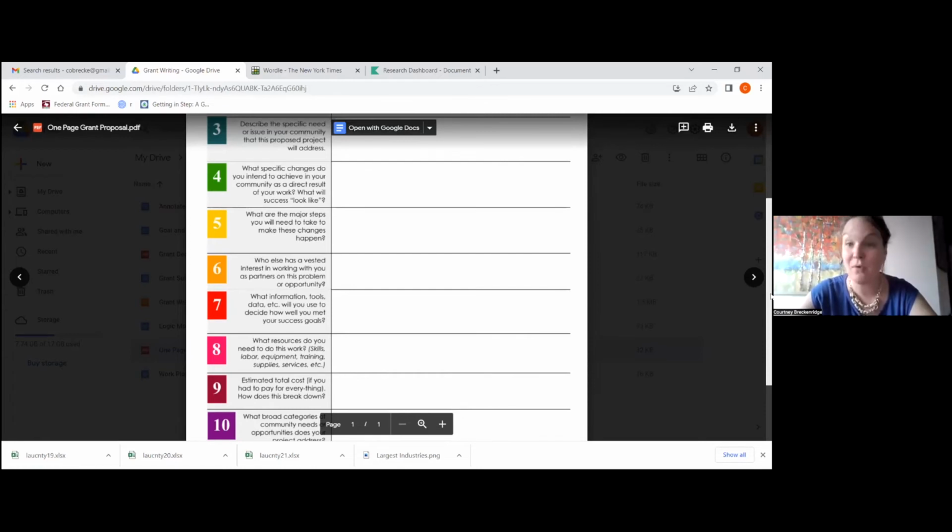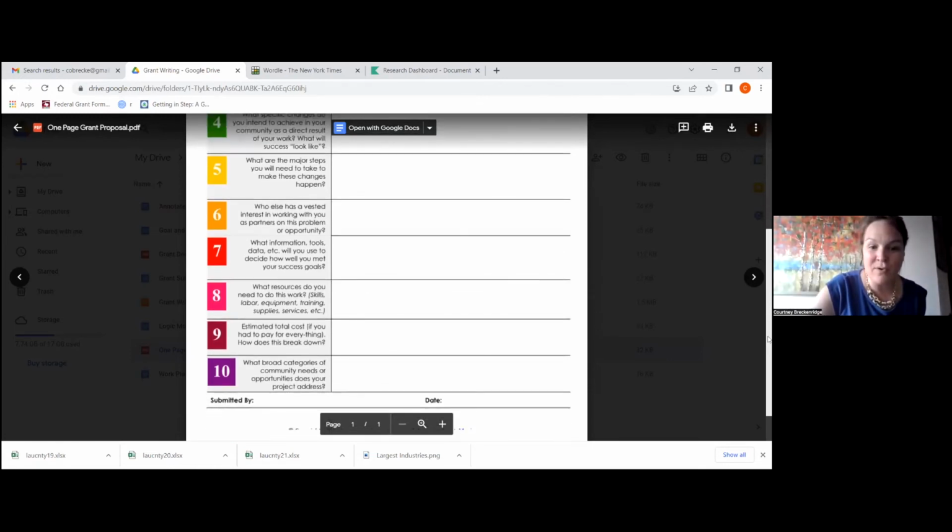Then number 8 there, what do you need to do it? People, labor, equipment. How much is it all going to cost? And then number 10 there, what broad categories of community needs? What priorities are you going to line up with this project? And so if you start here, in many cases, number 1, it's going to help shape all of that out as you go to write a full proposal.